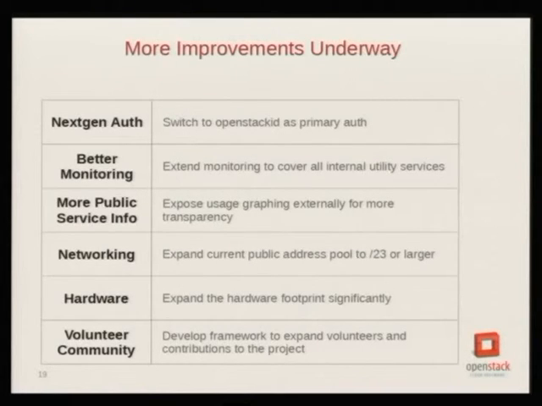Hardware. This current quarter, and then the next quarter, we're going to be doubling the hardware footprint of TriStack. So with its current capabilities, we should be able to accommodate a lot more people.